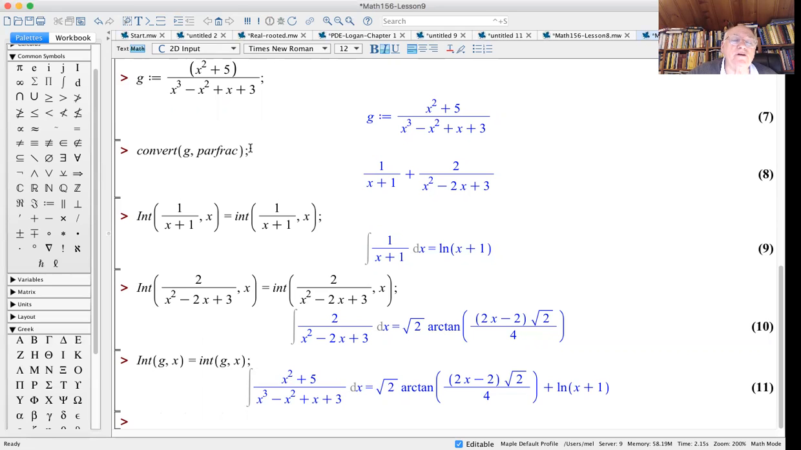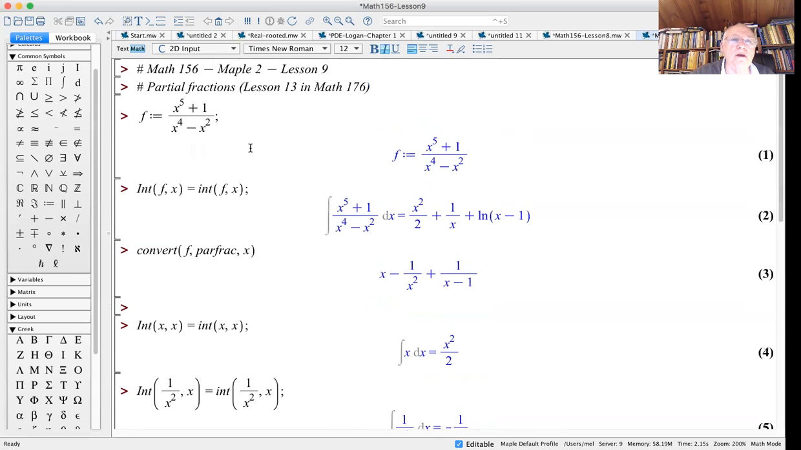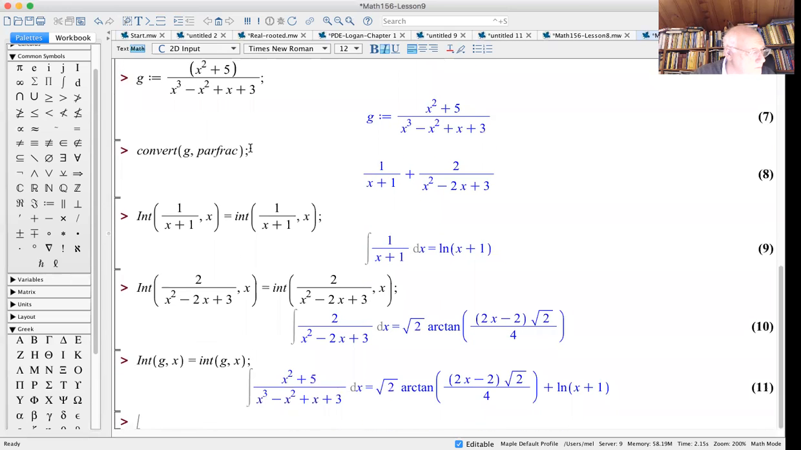There's a simple command to convert a rational function to partial fractions, if it's possible. It does depend on being able to factor your expression into polynomials with integer or possibly rational numbers as the coefficients. Lesson 15.